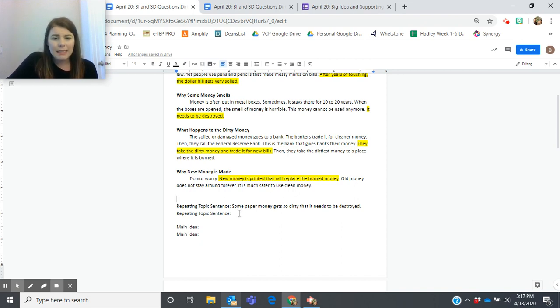The next thing that I see here is that I might also have some other repeating ideas in the text. So I want you to take a moment and think about another idea that you had seen repeated throughout the text. And then you're going to be thinking about what that repeated topic sentence would be. Go ahead and take a second to think about the other repeated idea or the other repeated topic sentence that you see throughout the text.